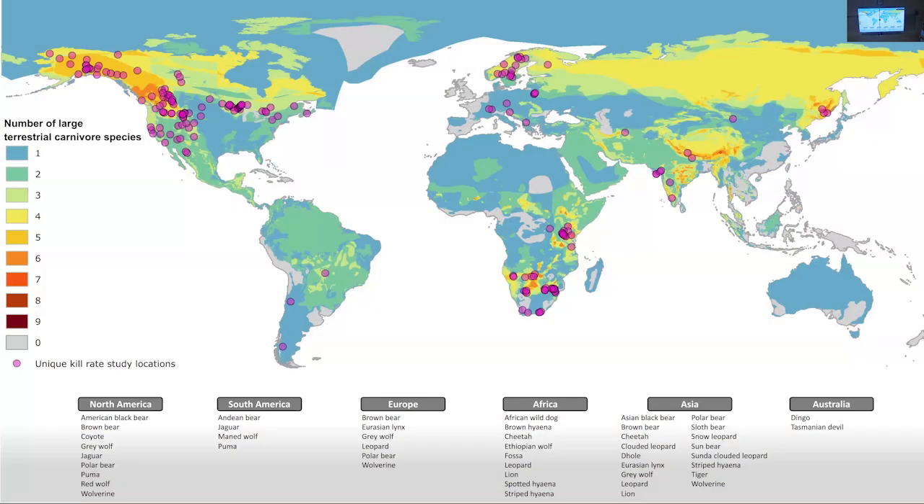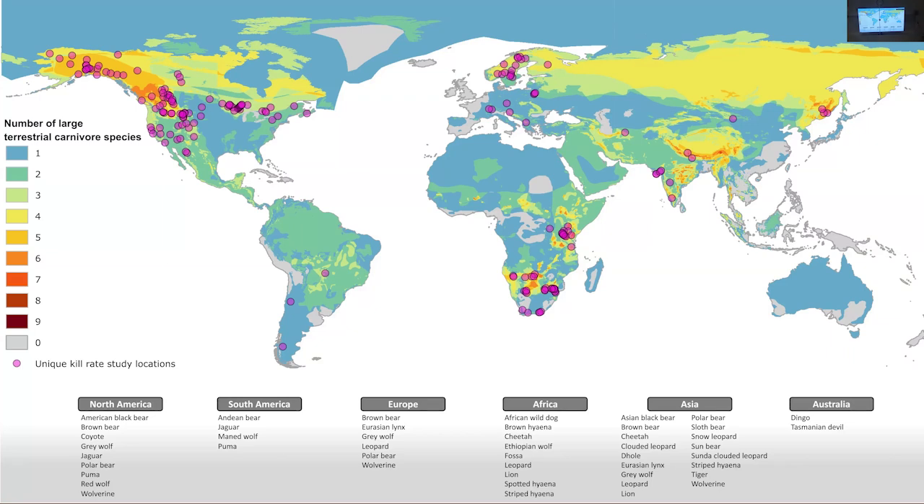So just to touch on that a little bit more, this is a map showing the distribution of overlapping distributions of carnivore species. Blue means just one species occurs there, and then as you go up through yellow, orange and red, that means there are more species co-occurring in the area.